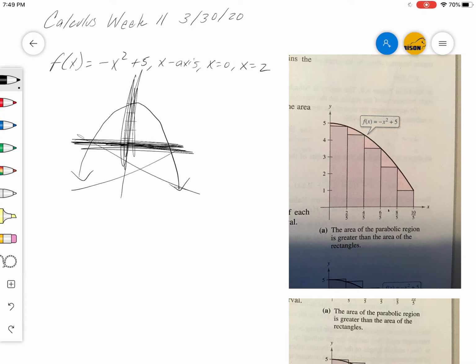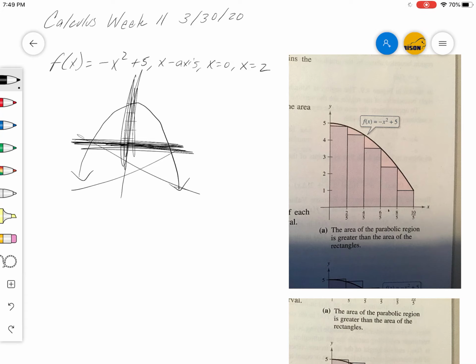Now, we have to talk about how i's compare over to our picture. So i equals 1 is actually this spot right here where it says 2/5. i equals 2 is there. i equals 3. i equals 4. i equals 5. So these are our i's all the way across through here.